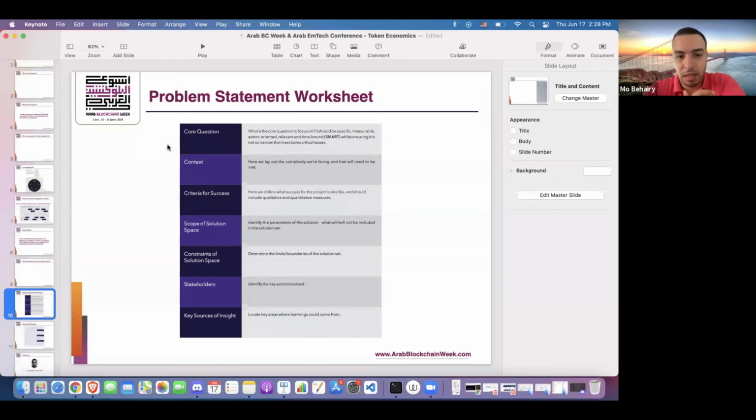So start by asking the core question. What are we exactly going to be focusing on? It needs to follow the SMART framework, and needs to be not so narrow, not a small issue, but also not like we're trying to solve all the problems in the world. Another thing we want to talk about here is the scope of the solution space.